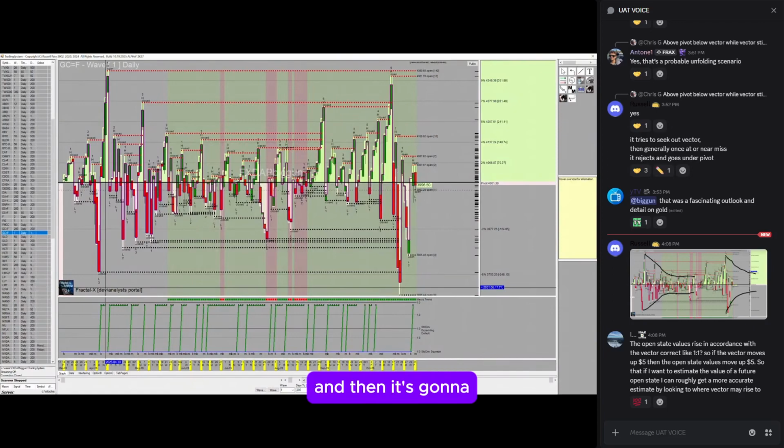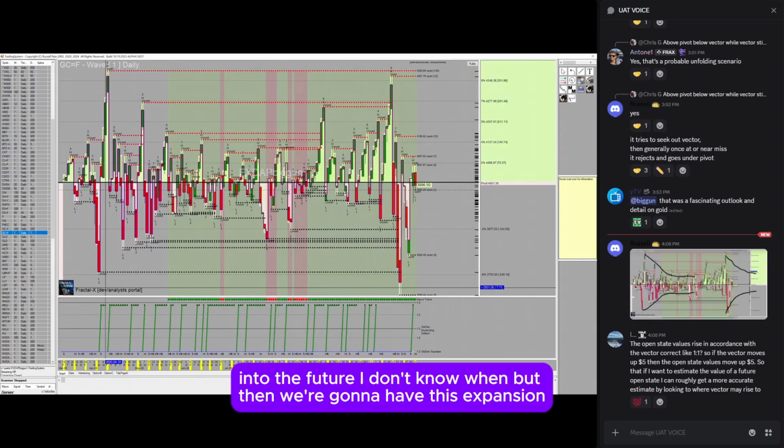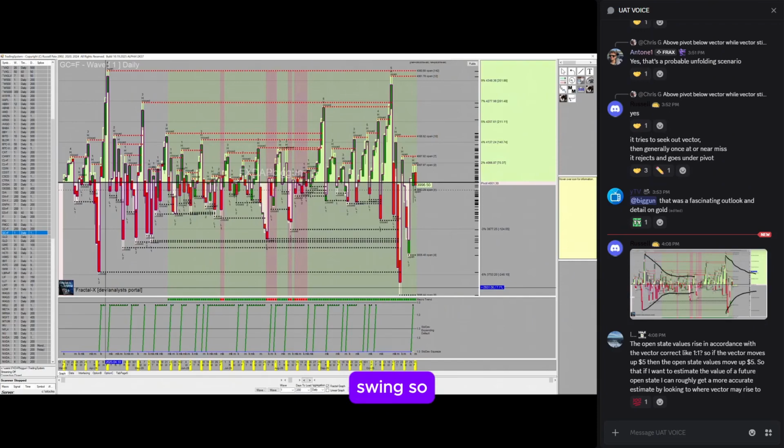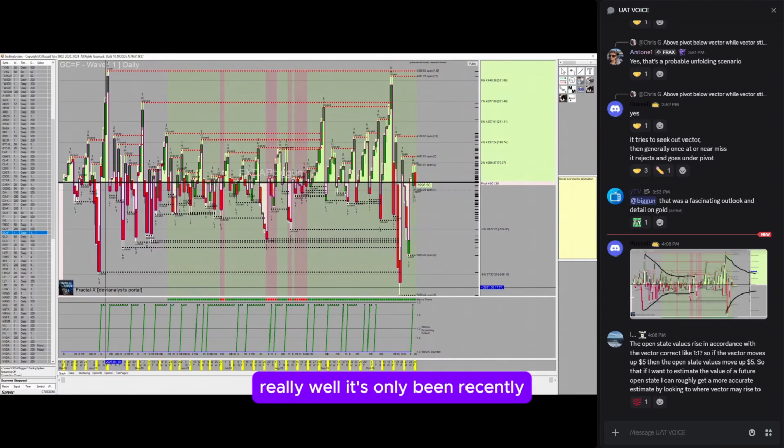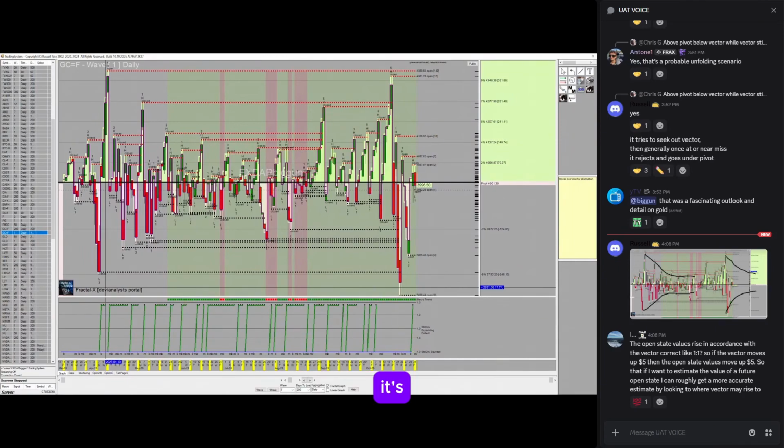And then it's going to probably diminish a little bit more. And then, moving into the future, I don't know when, we're going to have this expansion again, this pendulum swing. But metals longer term, gold never performed really well. It's only been recently that it's performed pretty decently. It's been a lagging asset.